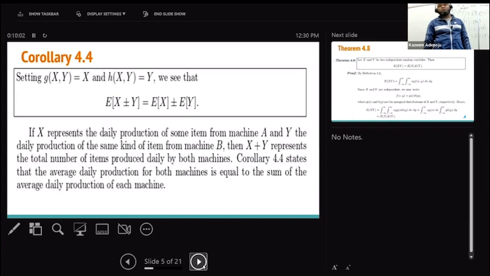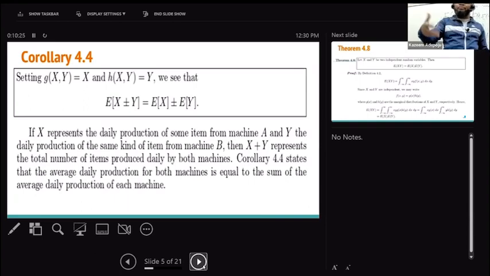And we have a rule. The expected value of X plus Y is the same as the expected value of X plus the expected value of Y. The same thing also applies to the expectation of the difference. So this very rule actually holds.